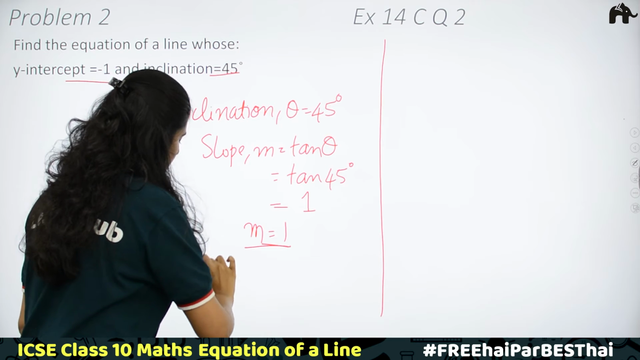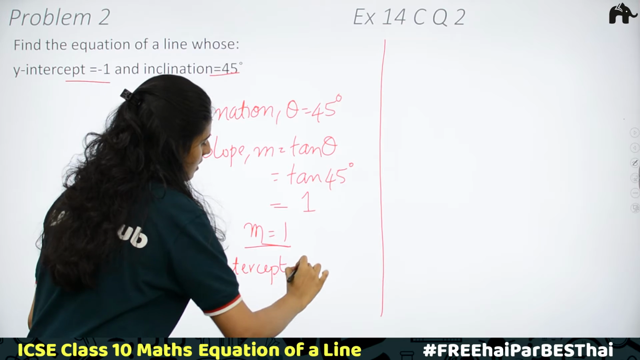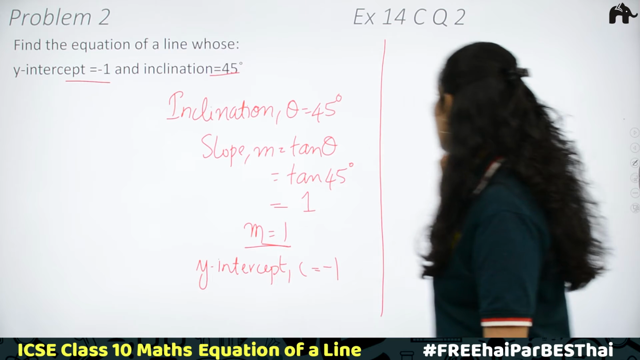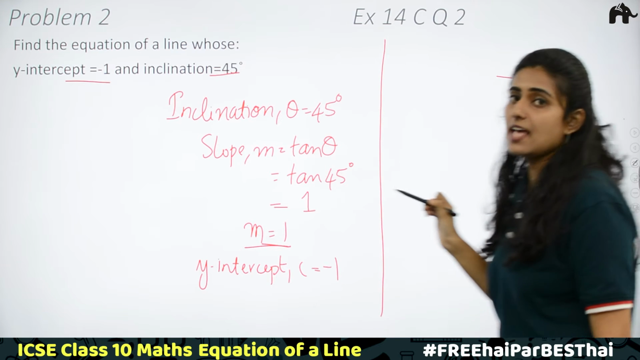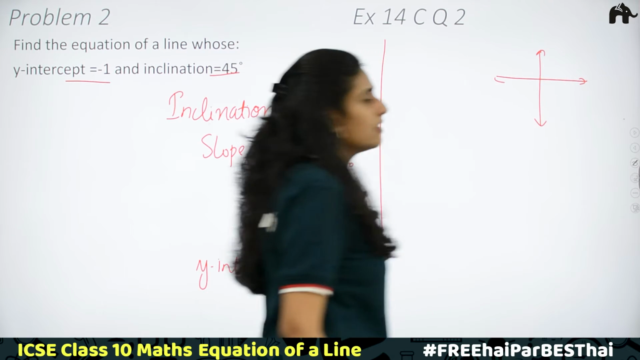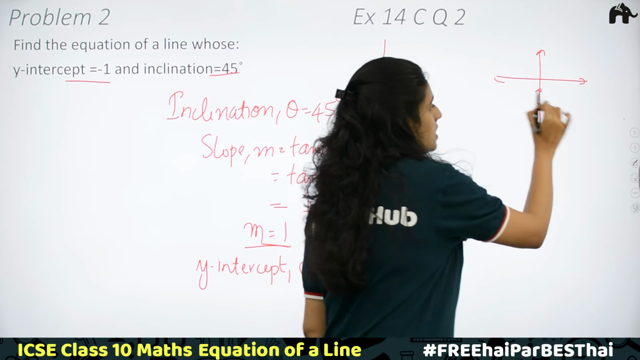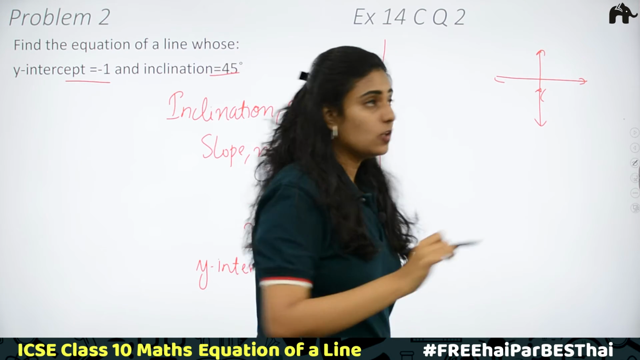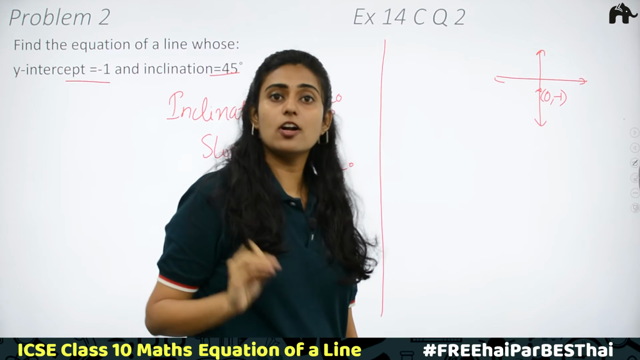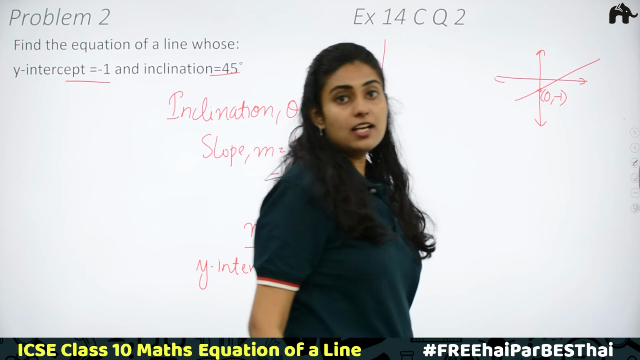We have the y-intercept. Y-intercept represented by letter c is equal to minus 1. So, when you consider the coordinate axes, here you have the x-axis and y-axis. Y-intercept is minus 1. Somewhere here you will be having minus 1, and the coordinates of this point will be: x-coordinate will be 0 and the y-coordinate will be minus 1. Since this point lies on the y-axis, x-coordinate should be 0. Now, somewhat this will be the line.